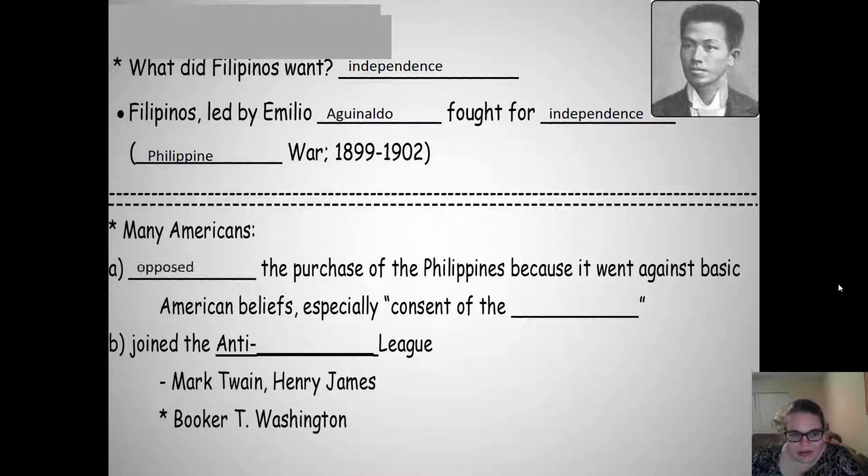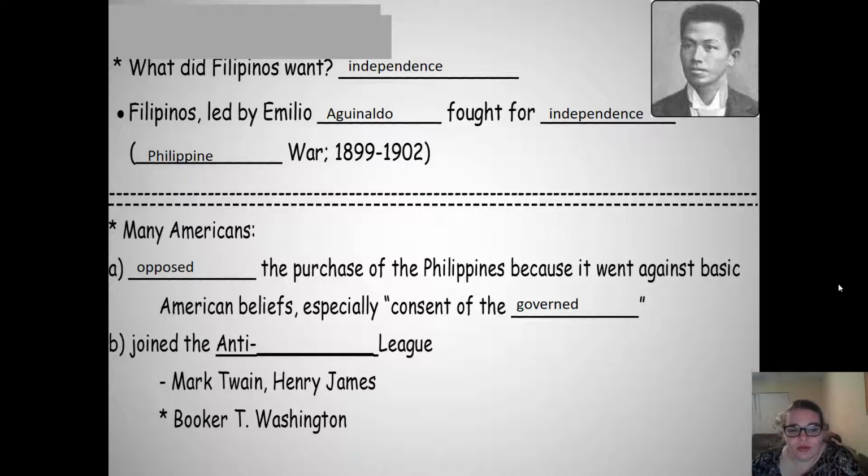Now, a lot of Americans did not like the fact that we bought the Philippines because it goes against basically everything America stands for. One of Americans' major beliefs is the consent of the governed. We believe that the government has to be beholden to the people. That's why we vote, right? We vote to give the government consent to do certain things. And we didn't give the Philippines a chance to decide if they wanted us to be in control or not.